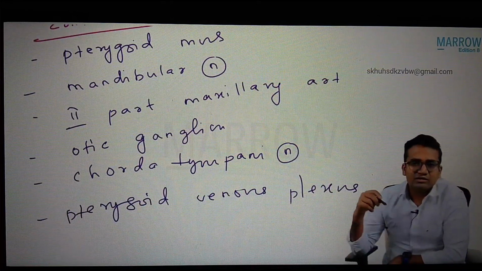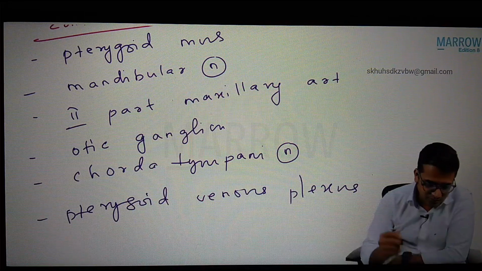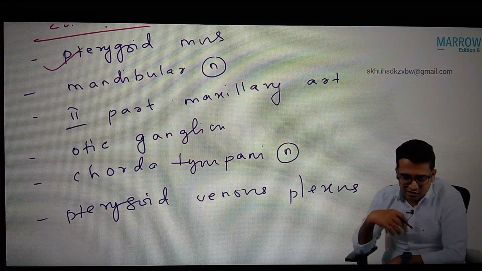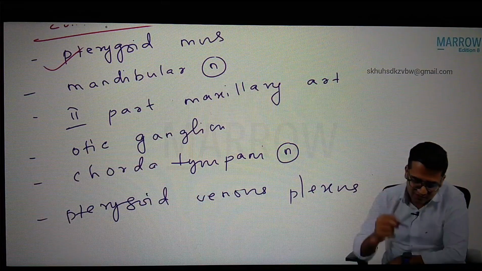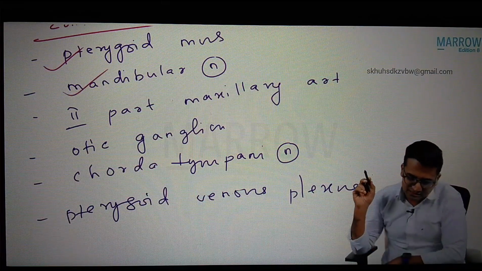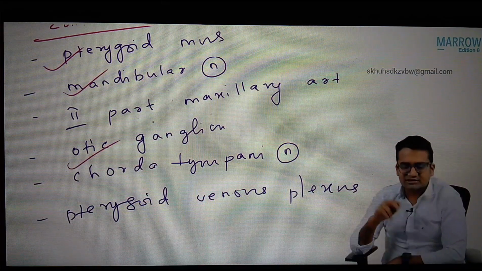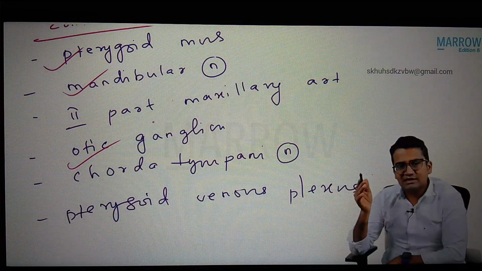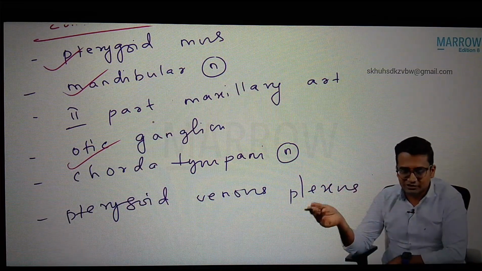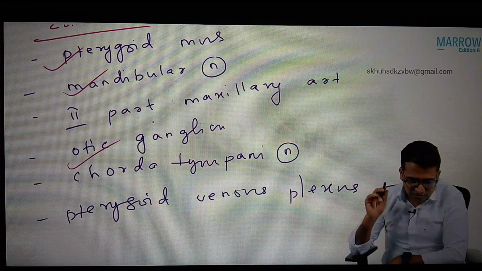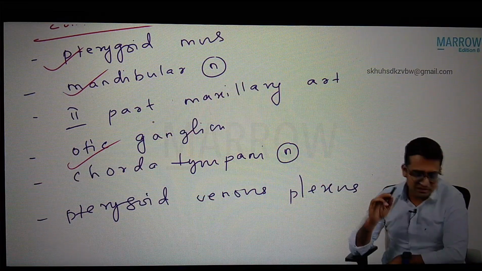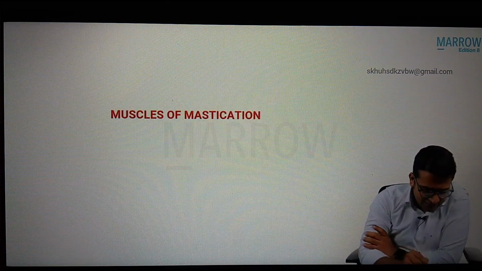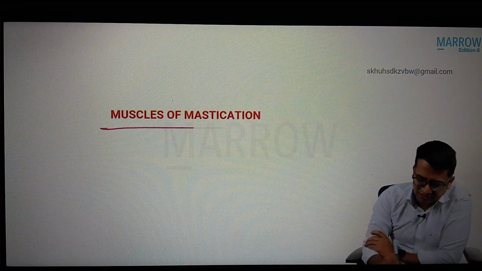In this module, we are going to discuss the muscles of mastication: the pterygoid muscles, masseter and temporalis. We will discuss the mandibular nerve and the otic ganglion. The maxillary artery we will discuss altogether in the pterygopalatine fossa, the sphenopalatine fossa. First, we are going to start the discussion about the muscles of mastication.